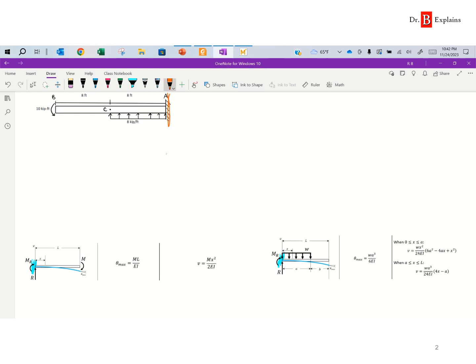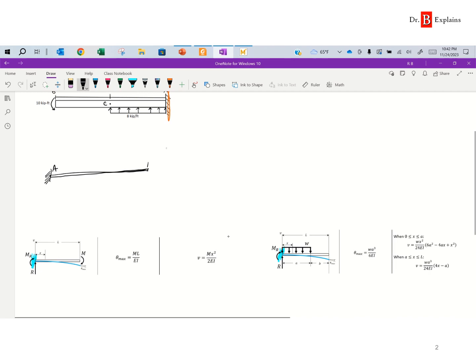And so what we would have is a beam that looks something like this. For the case of the moment, our beam would look something like this. Now the support is over here on the left-hand side, that would be point A. Point B would be on this other end, and the moment would look something like this.